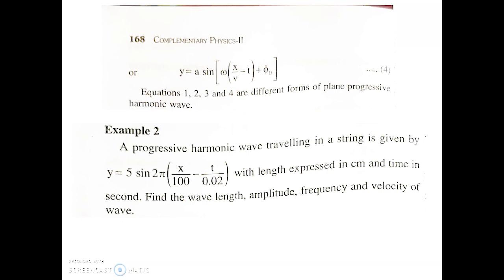Suppose you are given a progressive harmonic wave in a string as y equal to 5 sine 2 pi into x by 100 minus t by 0.02, with length expressed in centimeter and time in second. The question is to find the wavelength, amplitude, frequency and velocity of the wave.